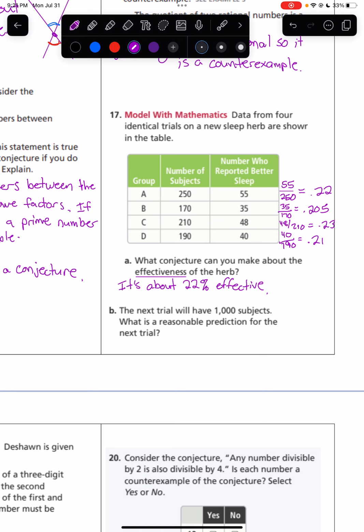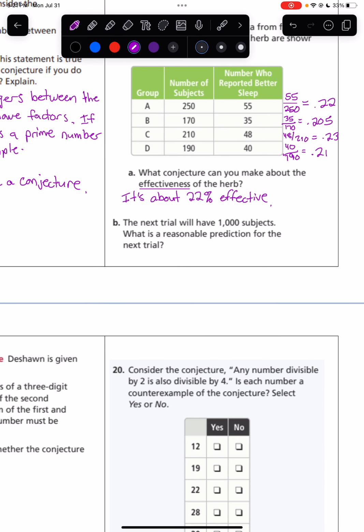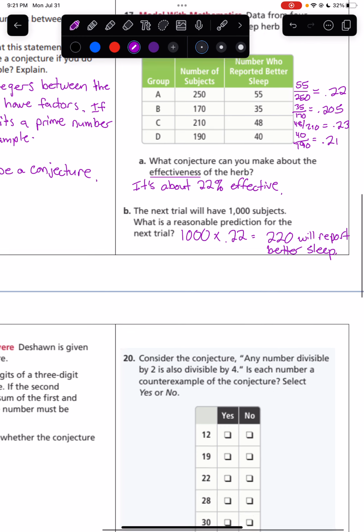All right, the next trial will have 1,000 subjects. What is a reasonable prediction for the next trial? This is just a middle school question, right? If we have a 22% effective trial with 1,000 subjects, we'll just do 1,000 times 0.22, and we find that 220 people will report better sleep. All right, plugging along here.